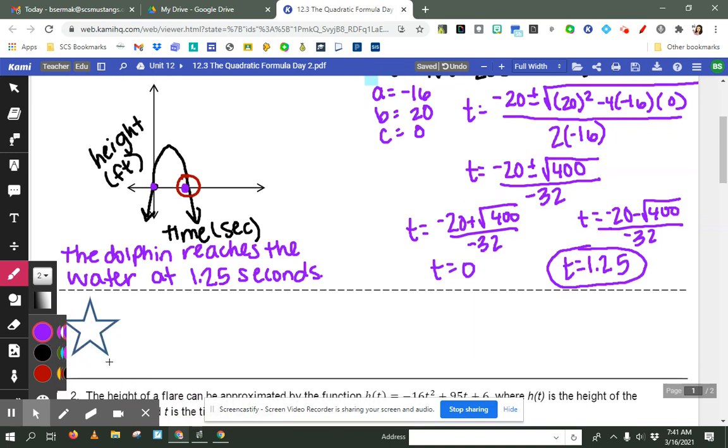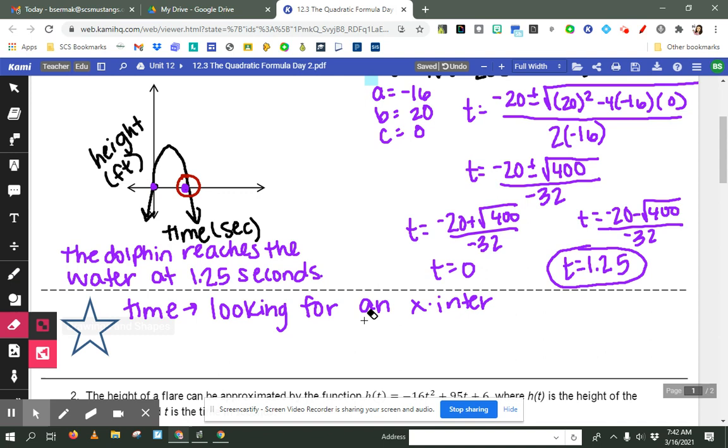Big idea for today is when we ask you about time, you are looking for an x-intercept. I'm sorry, you're looking for an x value.